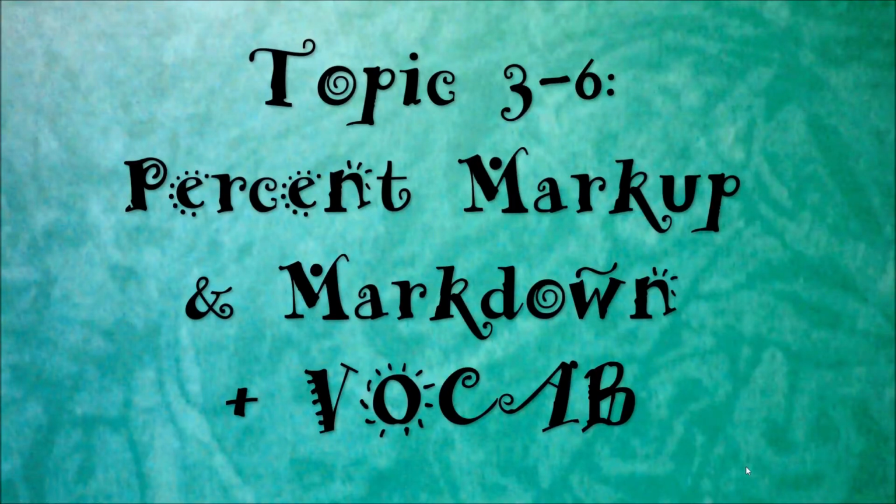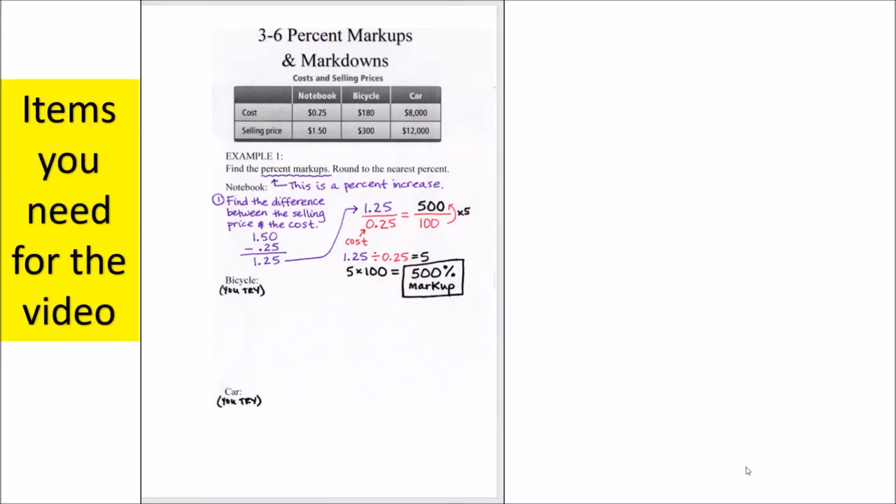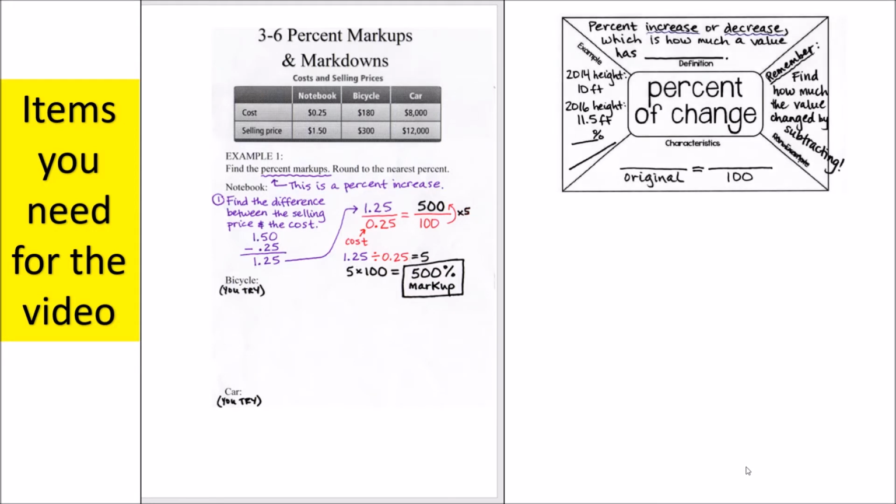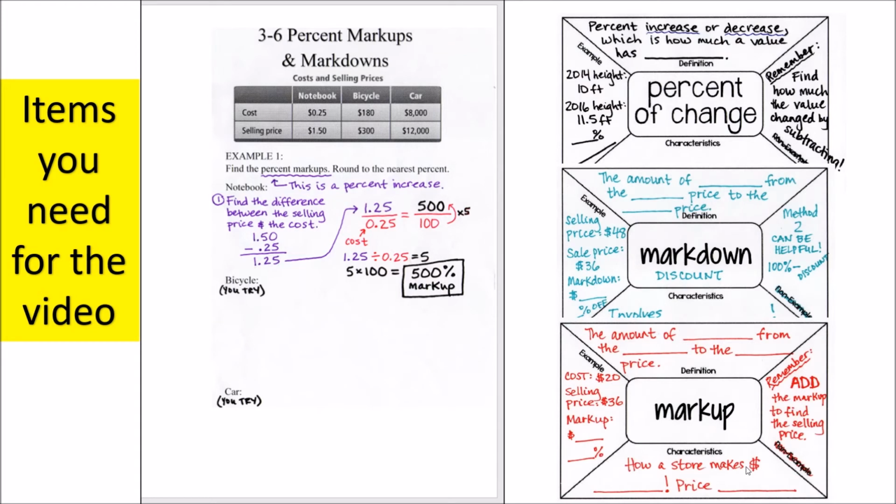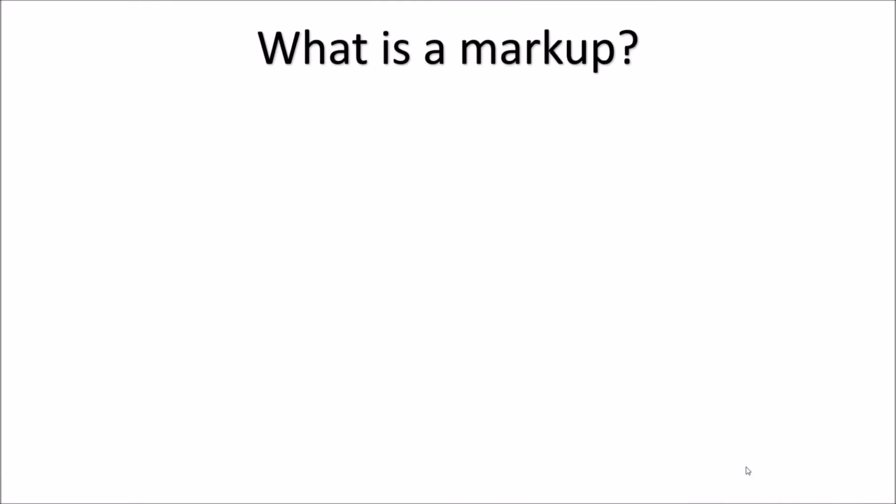This video is going to cover topic 3.6, percent markup and markdown, and some of the percent vocab in your notebook. So the items you're going to need for this video are the 3.6 note sheet, and you should also have these 3 vocab words that you'll be filling in based on the video. So first off, we're going to talk about what a markup is.